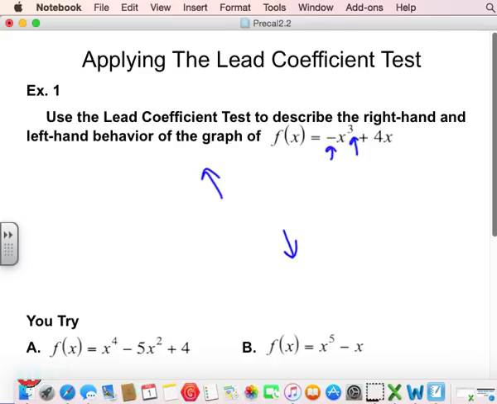So to describe the end behaviors, you could say it goes up on the left and down on the right. Or you could use the notation like we used on the previous slide. Either way is fine. All right, so I'm going to go ahead and pause the video. You guys give these two down here a try.